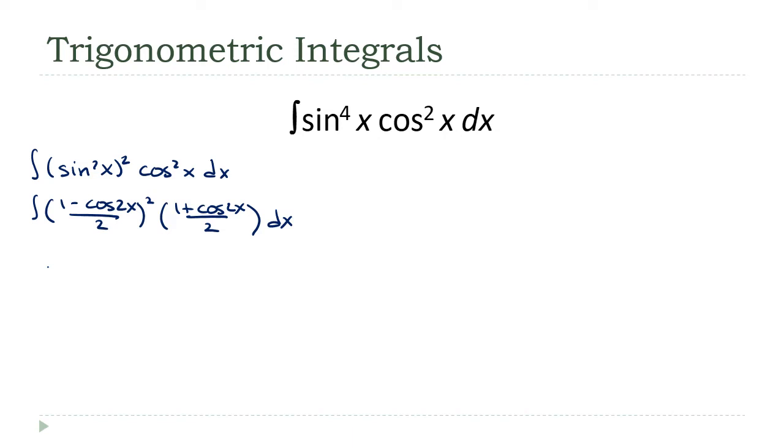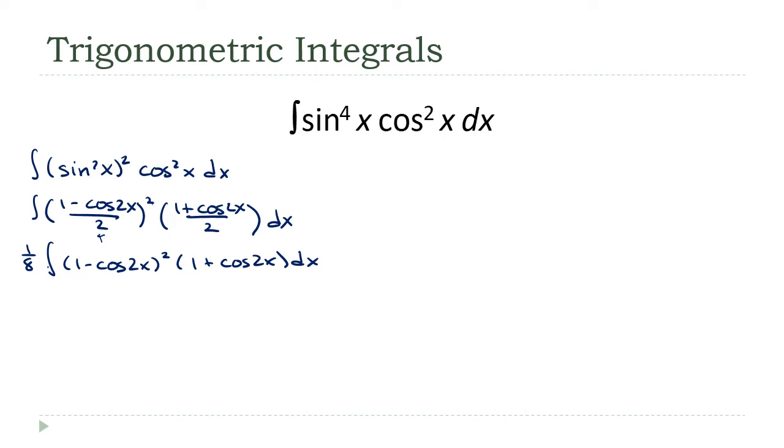Right, so I'm going to pull, this is going to become a 1/4 down here, and the other two will make it a 1/8. So I'm going to pull 1/8 out. Integral of (1 minus cosine 2x) squared times (1 plus cosine 2x) dx.